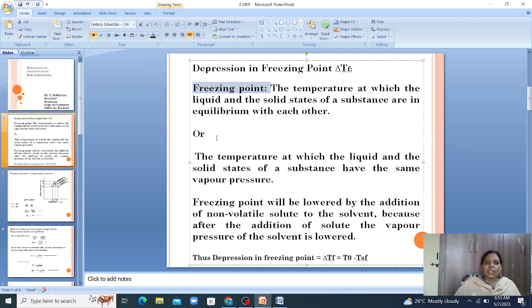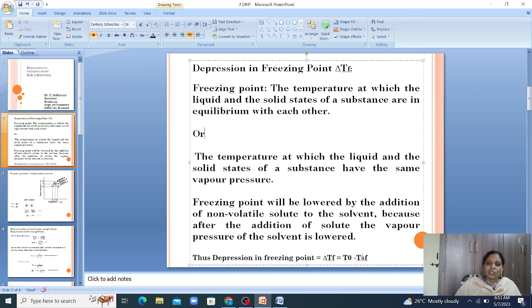We can also define the freezing point in terms of vapor pressure: the temperature at which the liquid and the solid states of a substance have the same vapor pressure. From this definition we can clearly understand that the freezing point of a particular solvent will be lowered by the addition of a non-volatile solute, as the vapor pressure of the solvent is also lowered due to the addition of solute. Hence the depression in freezing point, delta Tf, equals T0 minus Ts.